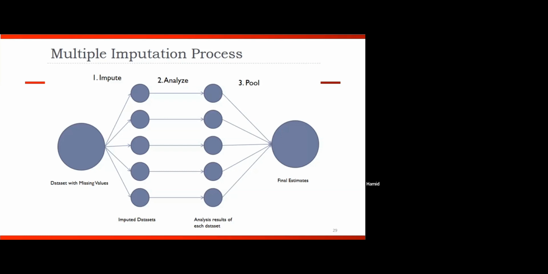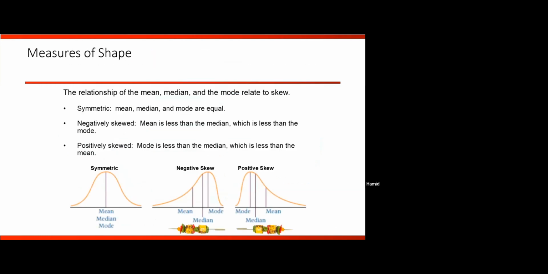For your project, just one method of imputation is enough. You don't have to do several methods for imputation. Sometimes maybe you don't have to. Maybe you have a very clean data set and you don't have to do imputation. That's totally fine too.